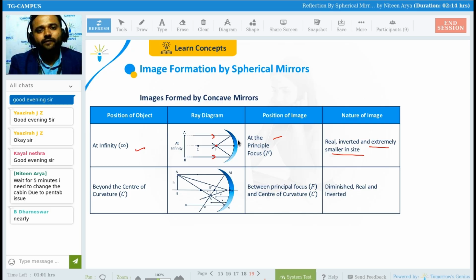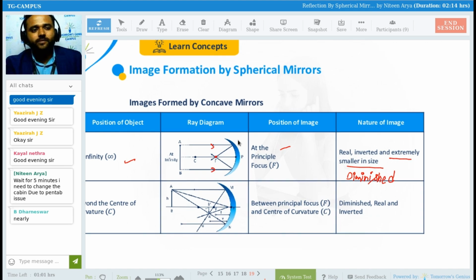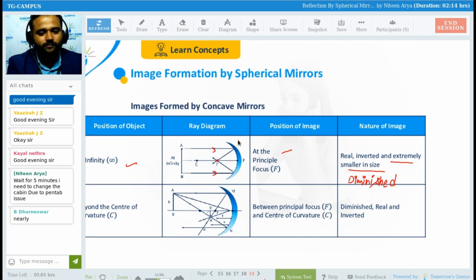As we know, the sun is very large as compared to the earth or any particular mirror on the earth, but still we get the image of this particular sun very small. So that is why we say very small, diminished. Extremely smaller in size is also known as a diminished image. D-I-M-I-N-I-S-H-E-D. Clear?